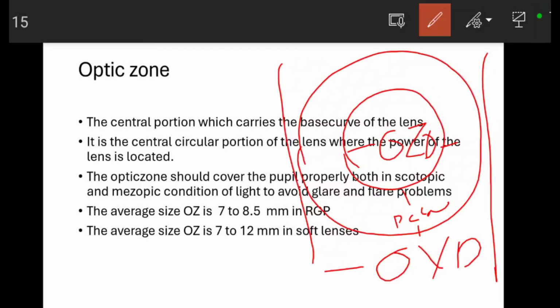Now, in the last slides, we studied the overall diameter. The overall diameter of the RGP is smaller than the soft lens. Like that, the optic zone is also smaller. The average optic zone diameter in RGP is 7 to 8.5 mm. The optic zone diameter in soft lens is 7 to 12 mm.